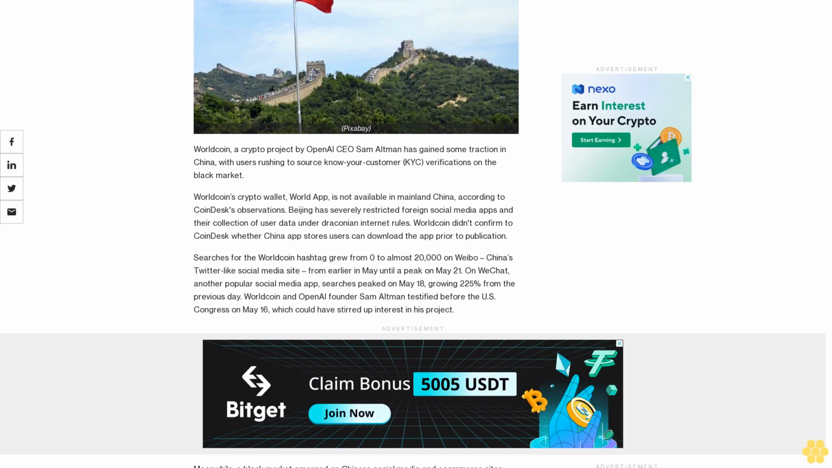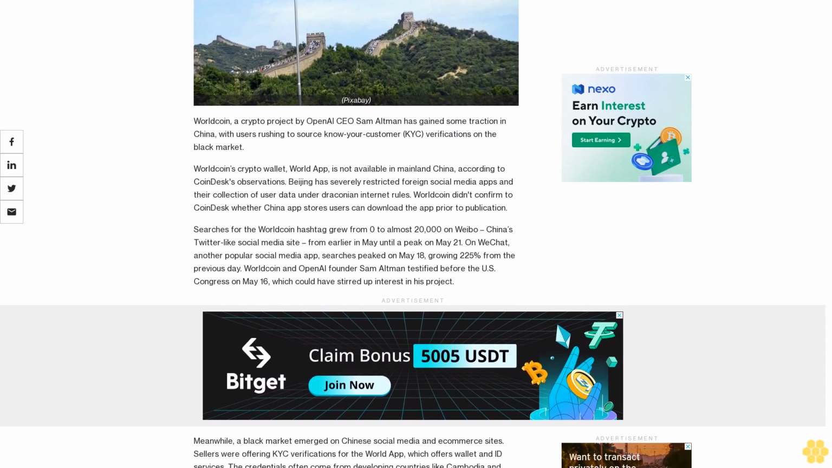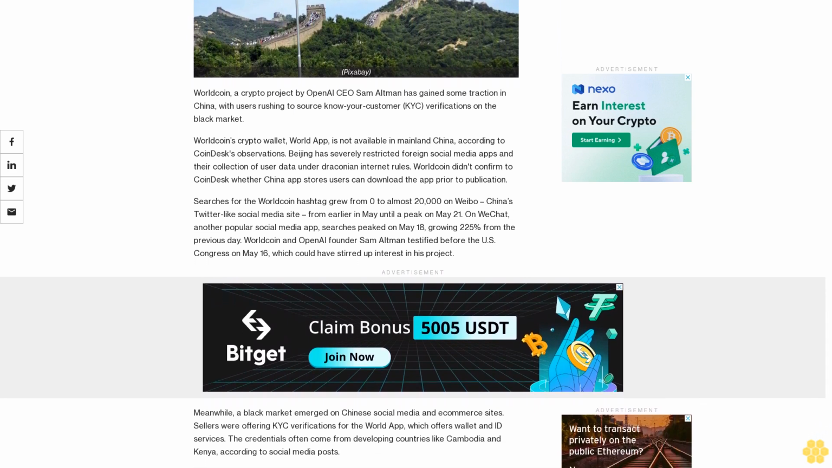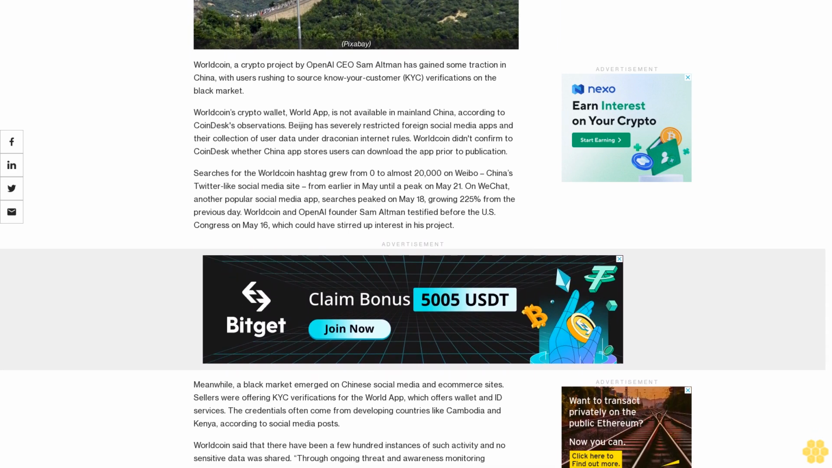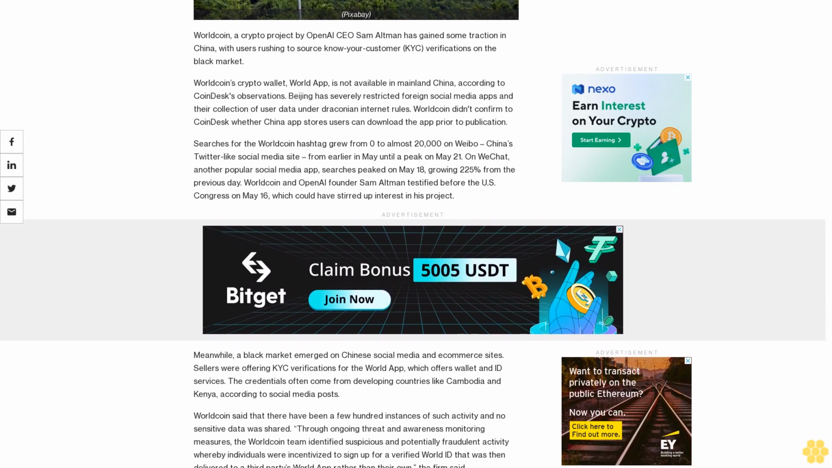WorldCoin's crypto wallet World App is not available in mainland China, according to CoinDesk's observations. Beijing has severely restricted foreign social media apps and their collection of user data under draconian internet rules. WorldCoin didn't confirm to CoinDesk whether China App Store's users can download the app prior to publication.